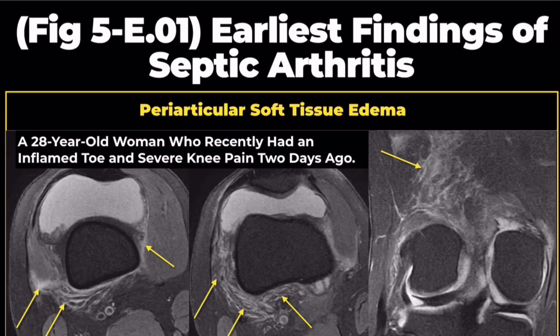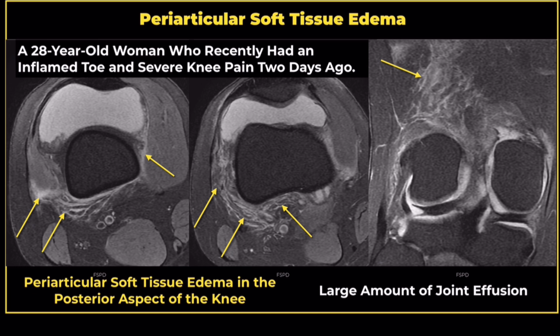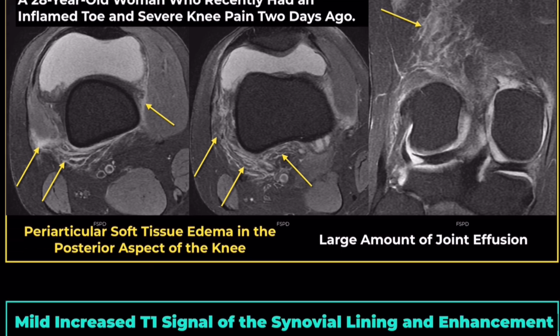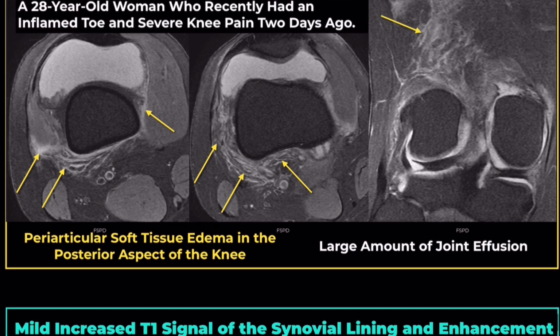Today, we will discuss a case involving the earliest findings of septic arthritis. We have a 28-year-old woman who recently experienced an inflamed toe and severe knee pain 2 days ago. Let's examine two key findings of septic arthritis as observed in this case.